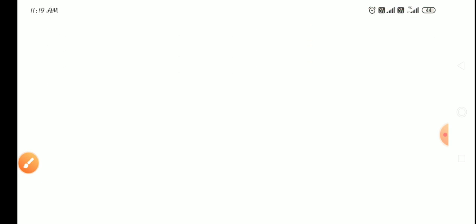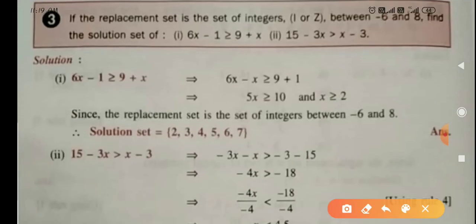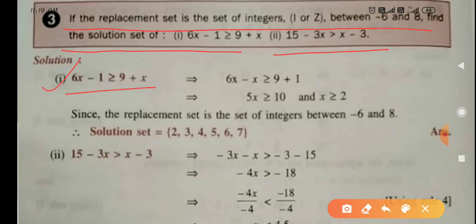Now some examples. First example: if the replacement set is the set of integers between minus 6 and 8, find the solution set of 6x minus 1 is greater than or equal to 9 plus x, and the second part, 15 minus 3x is greater than x minus 3. So one by one, see the solution of each part. First part: 6x minus 1 is greater than or equal to 9 plus x. First of all, take the terms having the variable on one side and the terms without the variable, or we can say constants, to the other side.